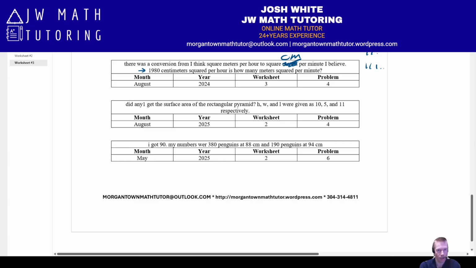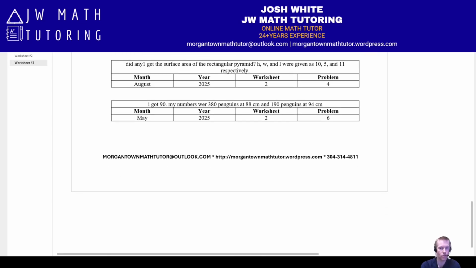All right, next, finding the surface area of a rectangular pyramid. So in other words, it's a pyramid, but the base is a rectangle, not a square. If you had this problem and want to see how to work a very similar problem out, go to August 2025, worksheet number 2, problem 4, to calculate the surface area of that pyramid.